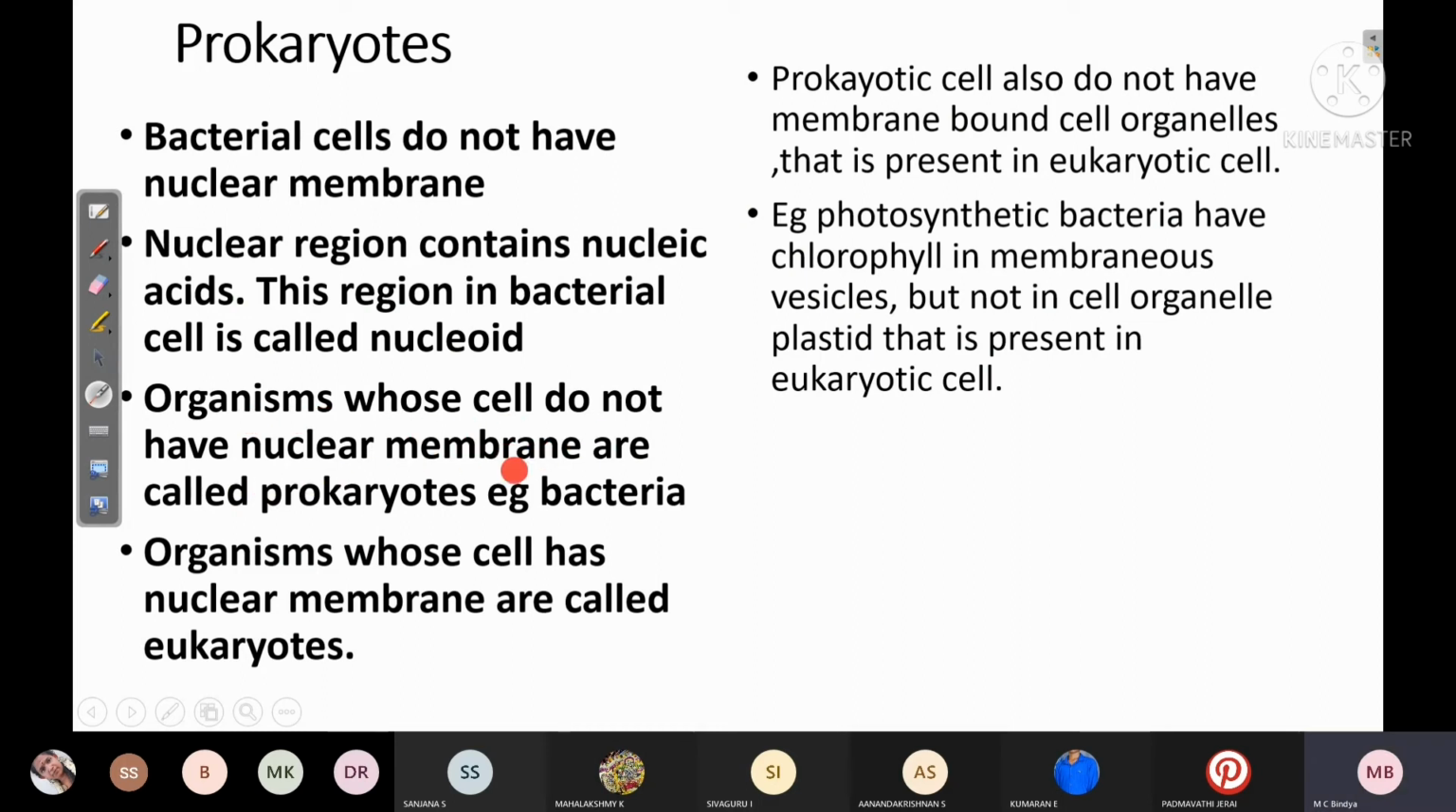Organisms whose cells do not have a nuclear membrane are called prokaryotes, for example, bacteria. Organisms whose cells have a nuclear membrane are called eukaryotes. So prokaryotic cells do not have membrane-bound cell organelles also. But membrane-bound cell organelles are present in eukaryotic cells.